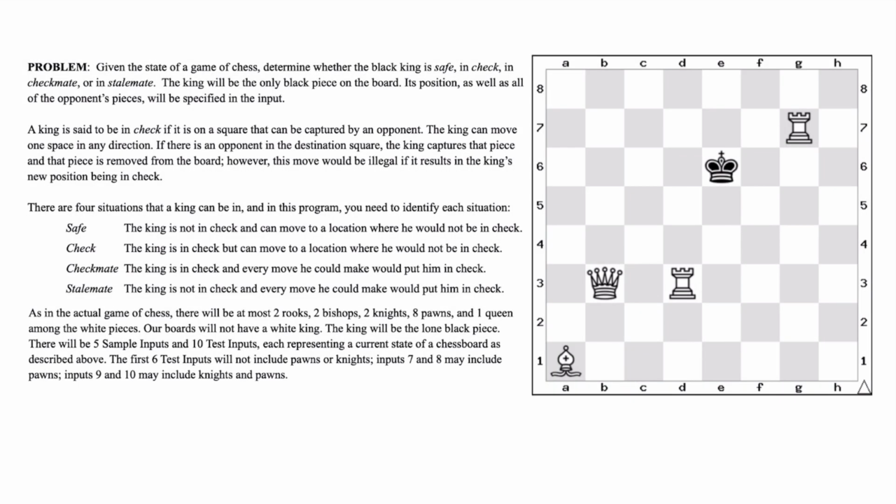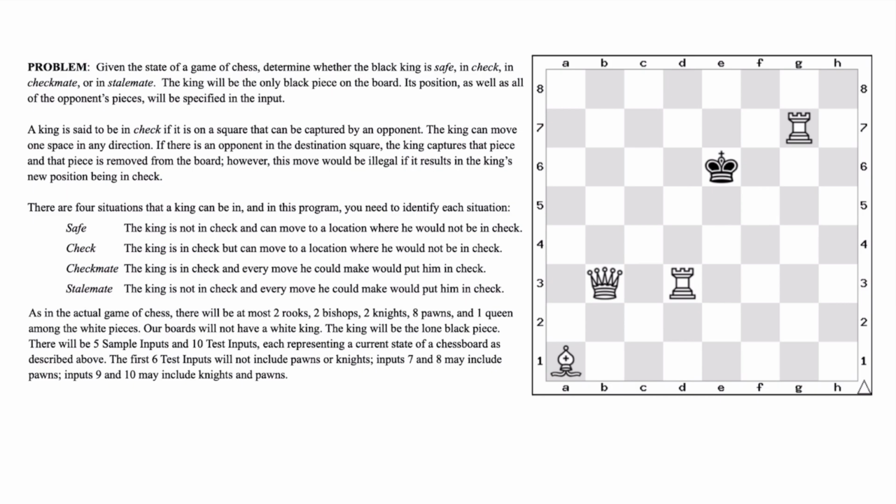In this video, we're going to talk about the 2021 ACSL Finals Intermediate Programming Problem number 2, which is King in Danger. So the problem states, given the state of a game of chess, determine whether the black king is safe, in check, in checkmate, or in stalemate. The king will be the only black piece on the board. Its position as well as all of the opponent pieces will be specified in the input.